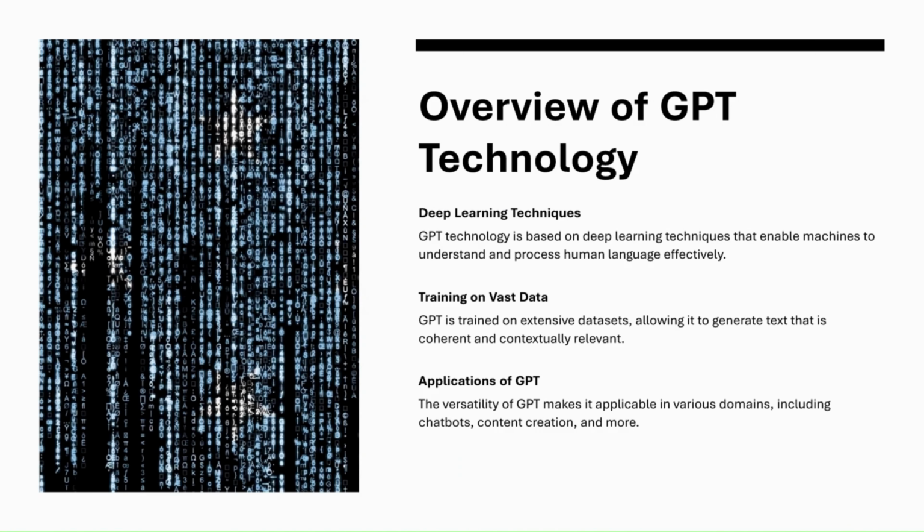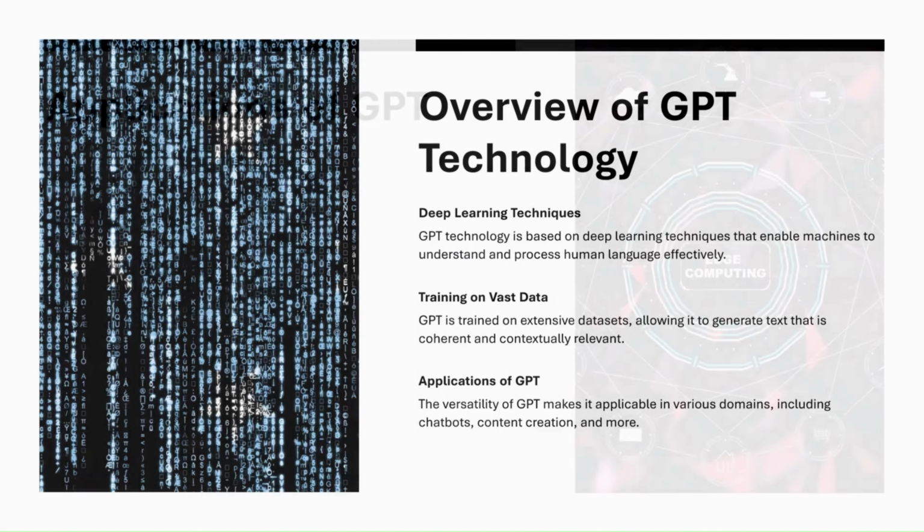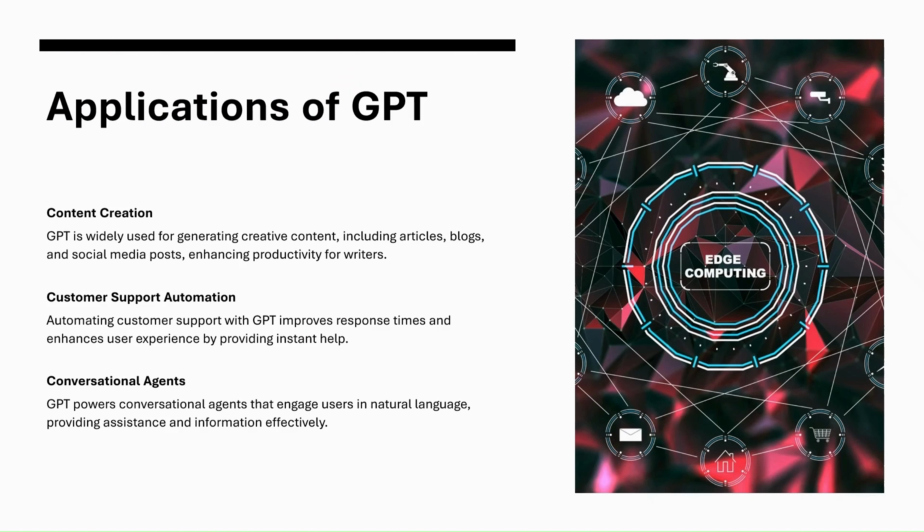GPT technology uses deep learning to understand and create text. It learns from large amounts of data and gives you smart, relevant answers based on the prompt we provide. GPT has many use cases, like writing content, helping customers through chat, and building chatbots, because it is so flexible and can be used in many different areas.